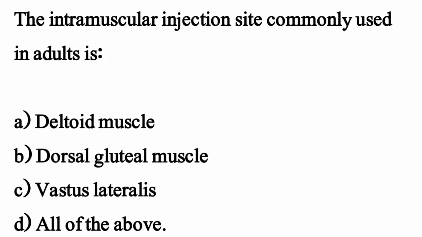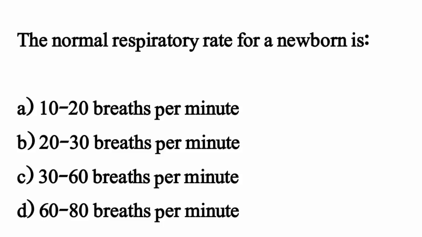The intramuscular injection site commonly used in adults is. The correct option is option D, all of the above. The normal respiratory rate for a newborn is. The correct option is option C, 30 to 60 breaths per minute.